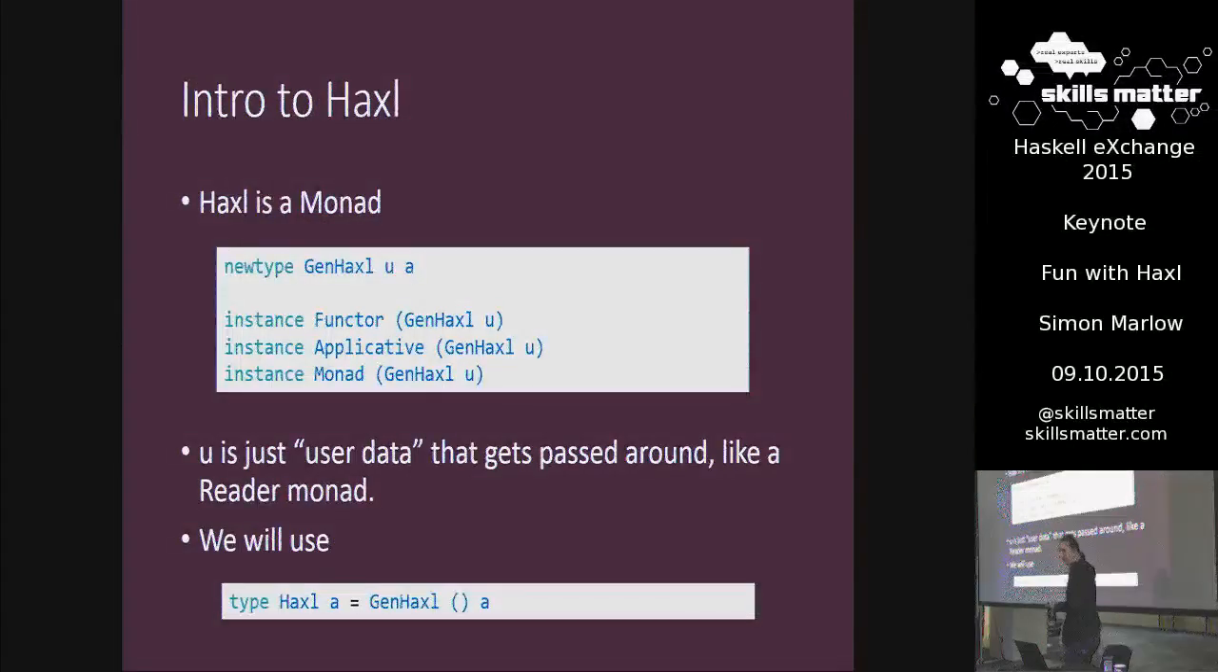So let me tell you a bit about what Haxl is, what the API is. So Haxl is a monad. It's actually generalized, so there's a GenHaxl type, and it has an extra type variable. A is the result type as usual. This u type variable is just some data that you can pass around. So you can decide what data you want to pass around. It's a bit like having a reader monad on top of the Haxl monad, but we've built it in so that you can just pass your own user data around. So we're just going to fill this in with unit most of the time and not use that.